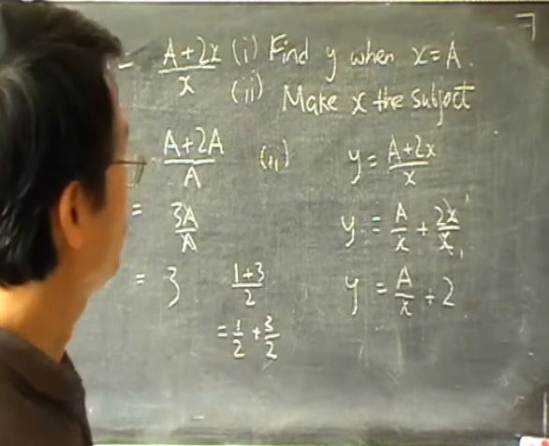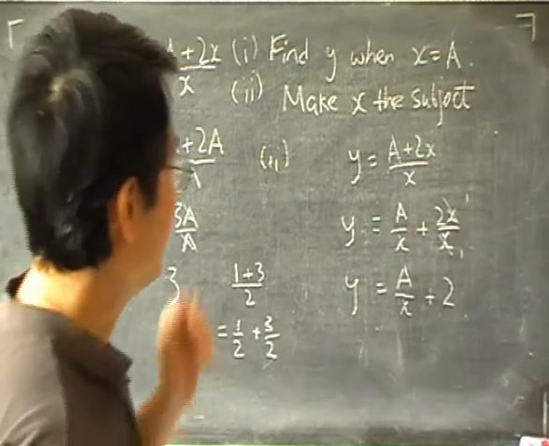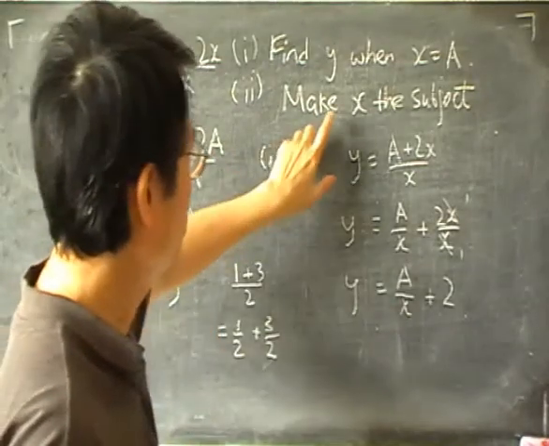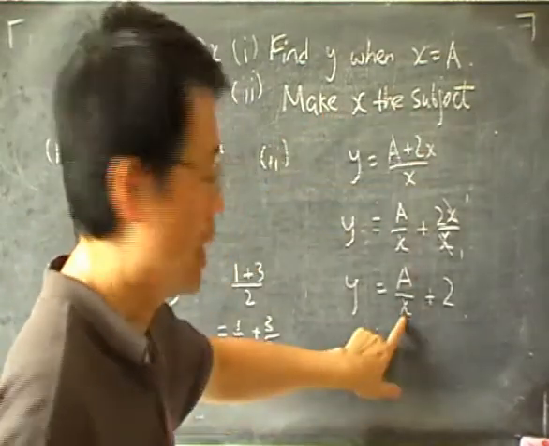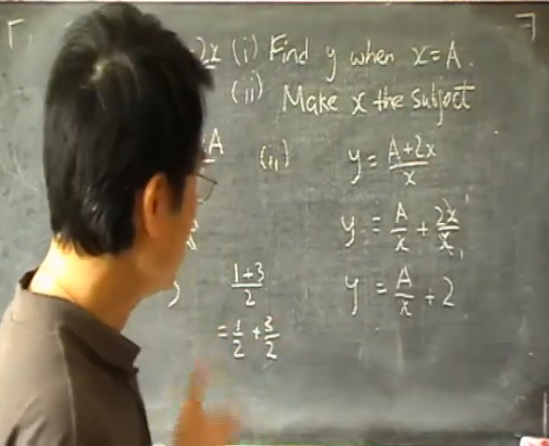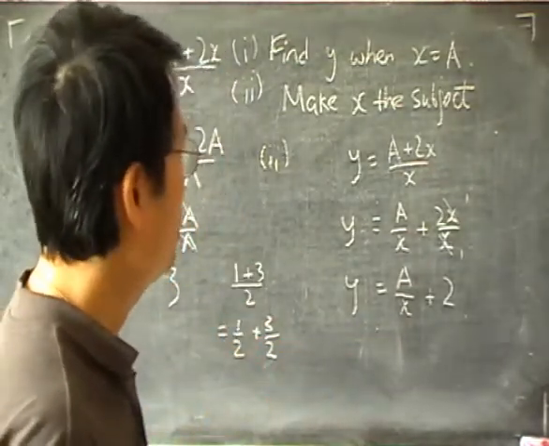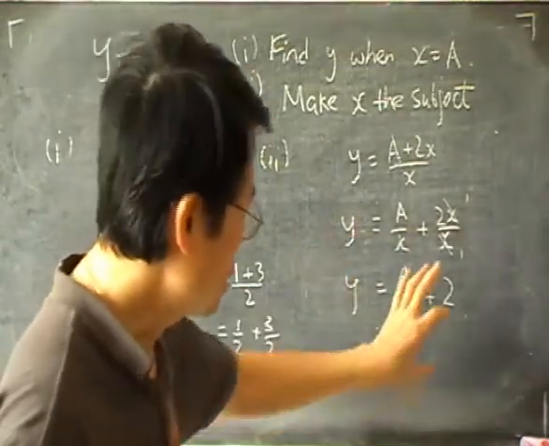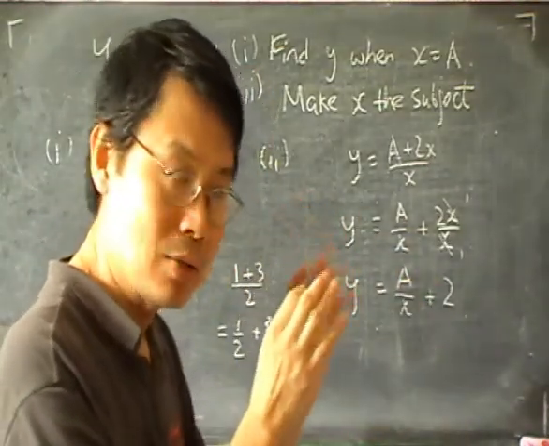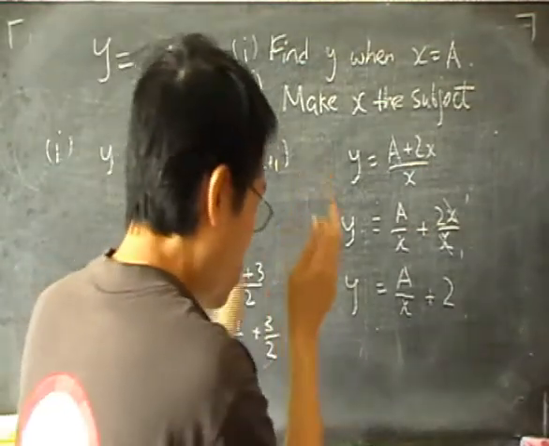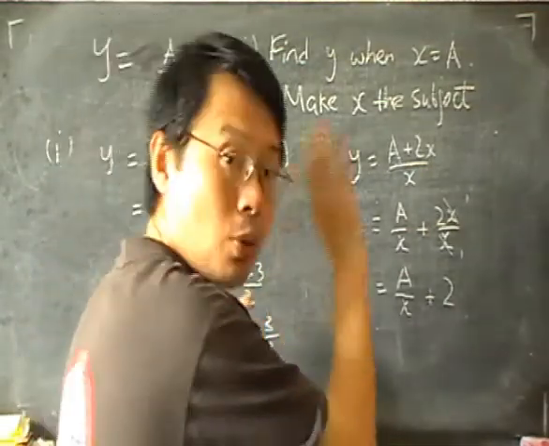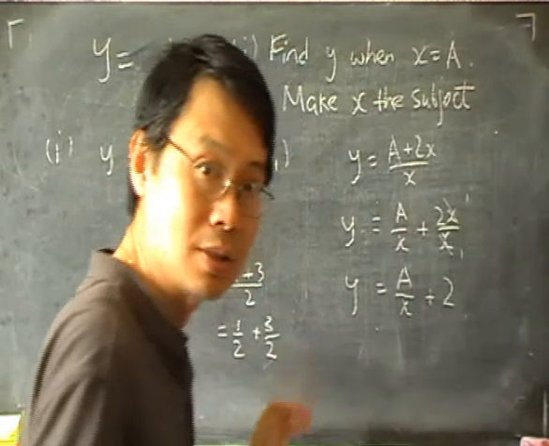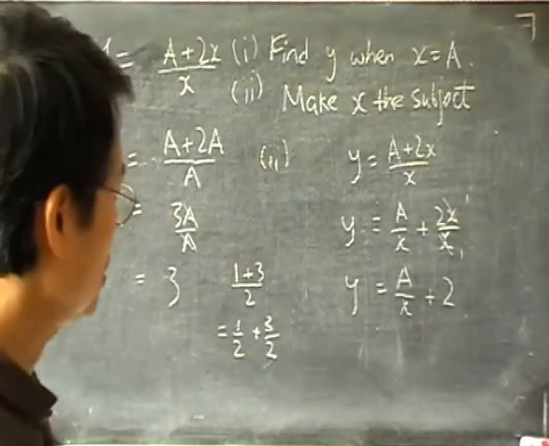Now, we mustn't forget that the question is to make x the subject. So my x is there. I still have some rearranging to do. To make x the subject means that I must rearrange this until I have the x on only one side with no x on the other side. That's what it really means.